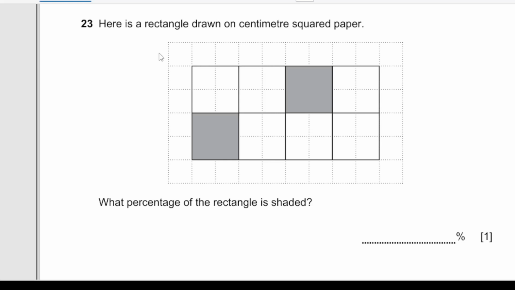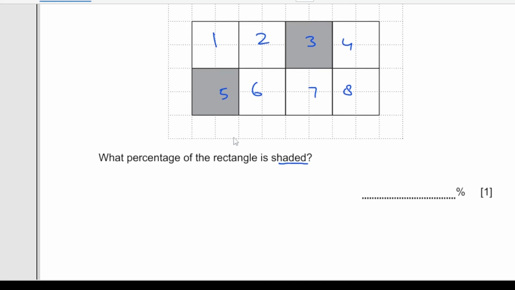Here is a rectangle drawn on centimeter squared paper. Find the percentage of the rectangle which is shaded. If you see, we have 1, 2, 3, 4, 5, 6, 7 and 8 squares, out of which 2 are shaded. So for percentage, 2 out of 8, times we will write down 100. That will give us the percentage.